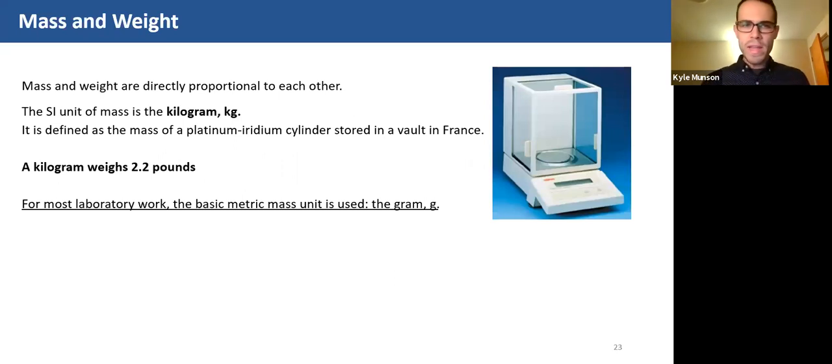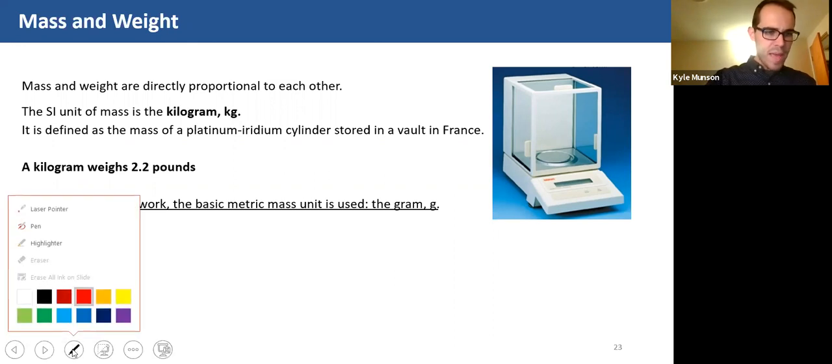Mass and weight are directly proportional to each other. Mass is the measure of a quantity of matter, and weight is a measure of the force of gravitational attraction. So it's proportional to mass, but it depends on where you are in the universe. But fortunately for us, this proportionality is constant over the surface of the Earth, I should say. So when we weigh something in the laboratory, we express its weight in terms of mass, or as its mass, I should say.